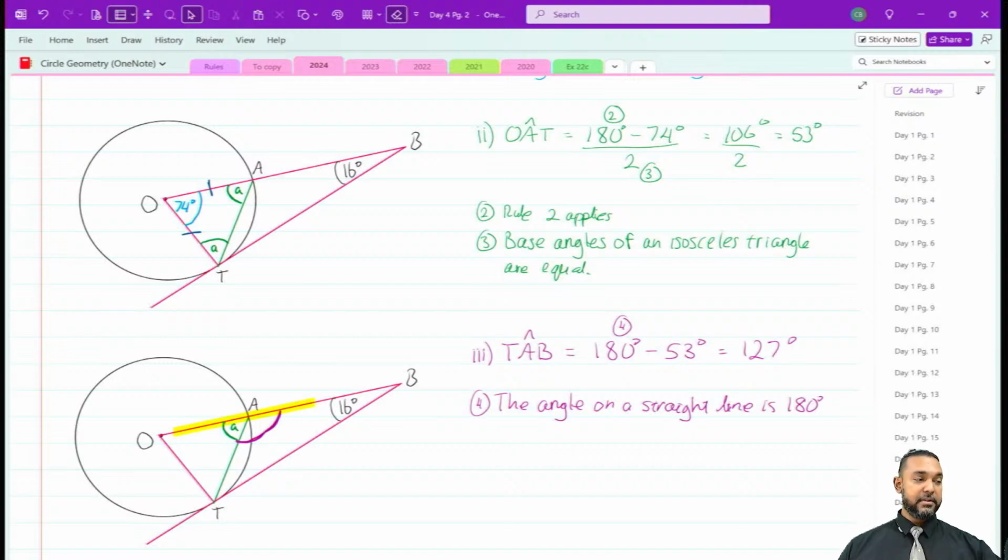sometimes we can't see certain things. So once you can see it, organize.